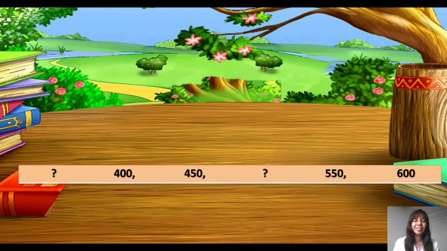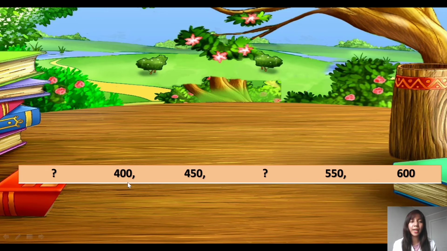Okay, so let's have another one. So this time we don't have the first number here. Okay, so blank 400, and then 450, blank 550, and then 600. So we have here the two adjacent numbers. Okay, so we can take a look here.